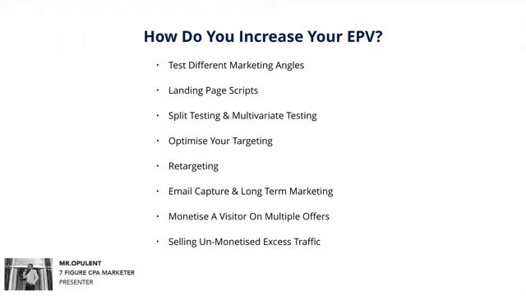Also, you want to make sure you optimize your targeting. Oftentimes when you run campaigns, like we may mention, there's going to be a lot of bad elements and there's going to be some good elements. But if you just optimize your targeting and make sure you focus in on the stuff that does have the highest EPV, that can also help as well.